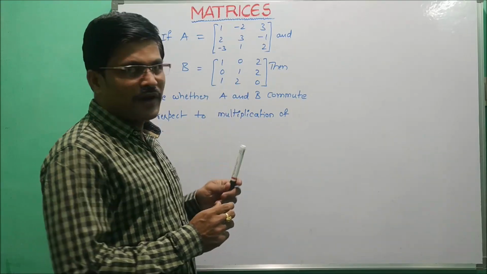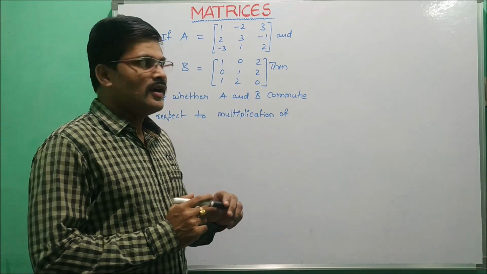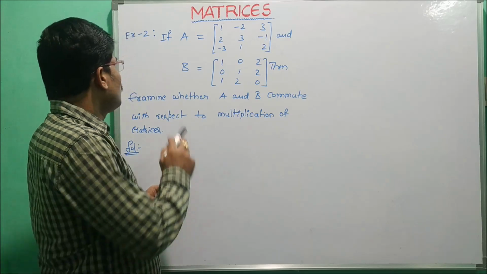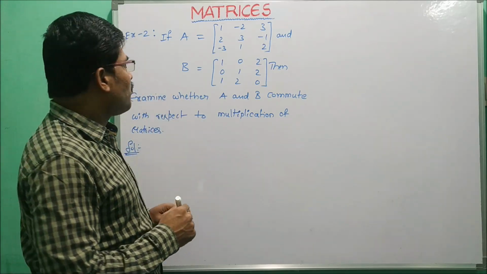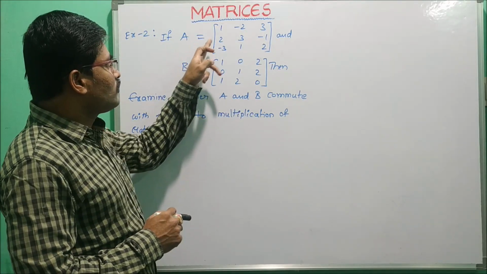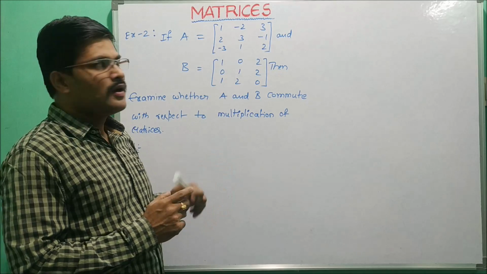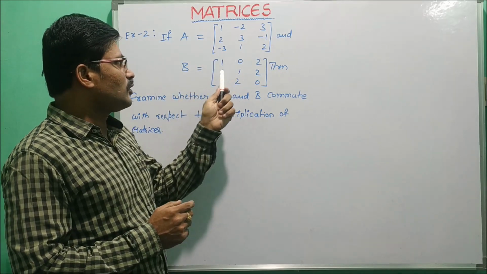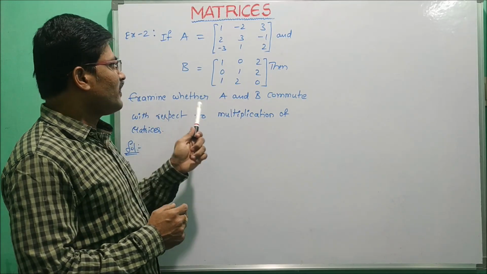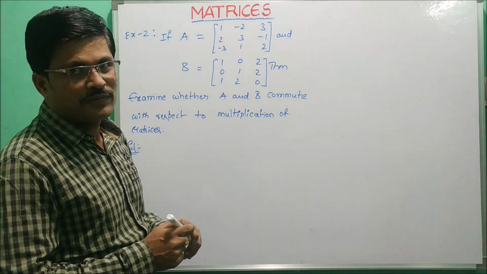In the previous class we discussed the product of two matrices and solved some sums. Here we continue the same model. In our textbook, example number 2: if A equals the matrix 1 -2 3, 2 3 -1, -3 1 2, and B equals the matrix 1 0 2, 0 1 2, 1 2 0, then examine whether A and B commute with respect to multiplication of matrices.